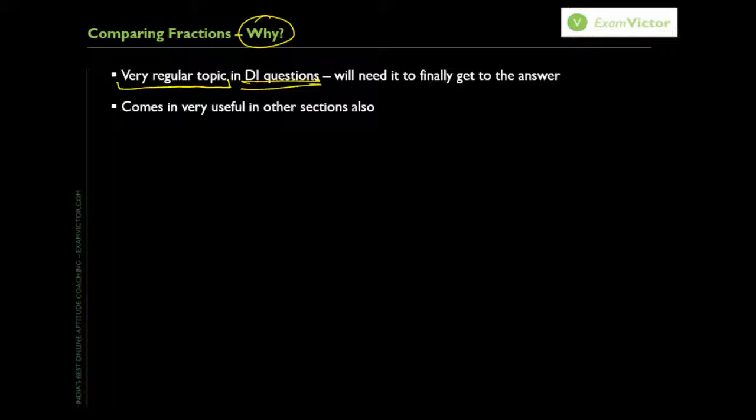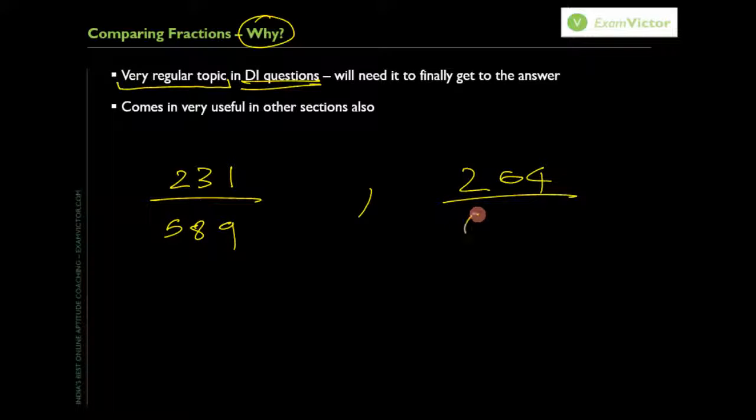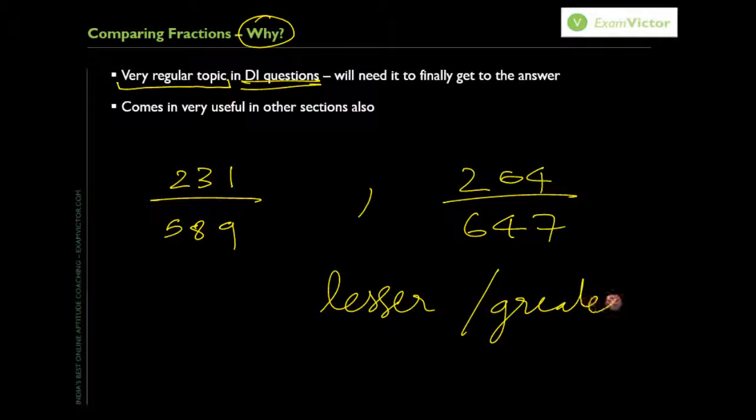The typical way that you'll end up using it is when you are actually trying to get the answer, and your answer would have come down to you have to compare 231 by 589 and 264 by 647, and you have to decide which of these is the lesser or more. So if you can figure out this very quickly, you would have actually got the answer.